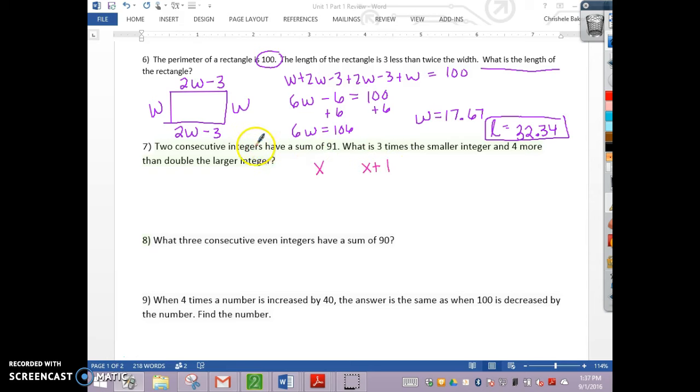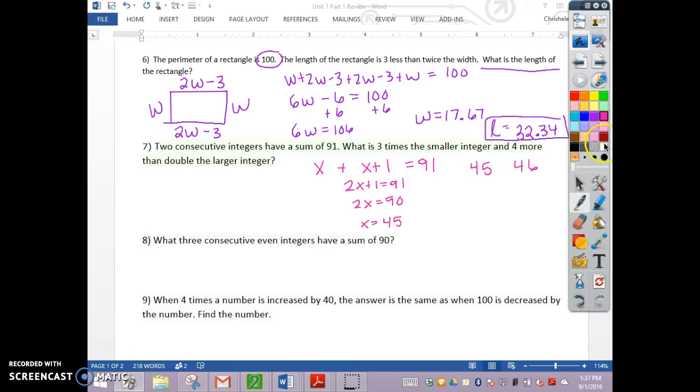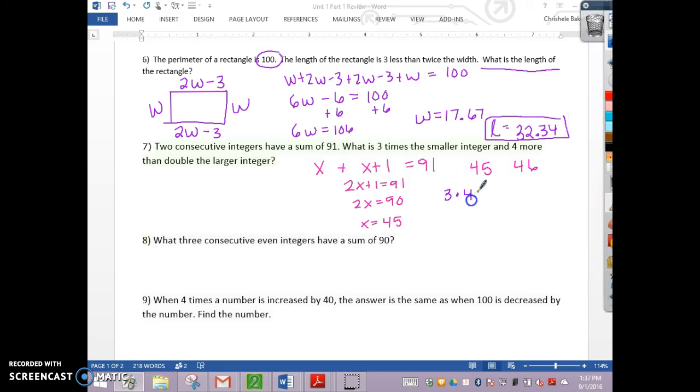Consecutive means in a row, back to back. They have a sum of 91, so I'm going to add them together. So that gives me 2x plus 1 equals 91. 2x equals 90. Divide both sides by 2, I get 45. So my smaller one's 45, my bigger one is 46. So it says 3 times the smaller integer. So 3 times 45 is going to give me 135.